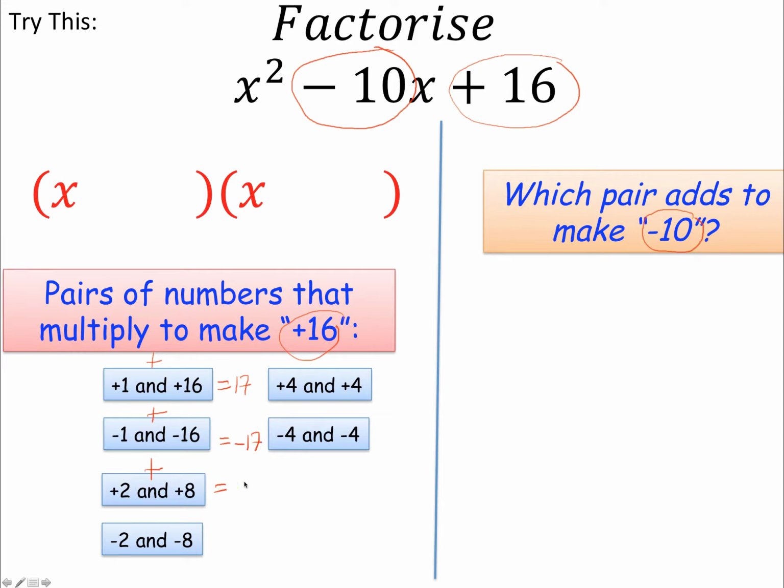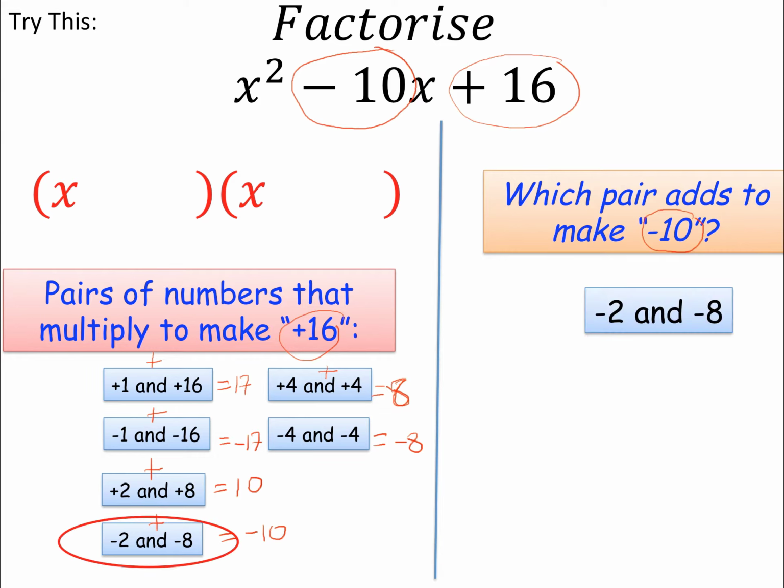Positive 2 plus positive 8, that will give us what? 10 here. Negative 2 plus minus 8, that will give us what? A minus 10. Positive 4 plus positive 4, that will give us a positive 8. And then that will give us a minus 8. Remember, as soon as you get the minus 10 that you wanted, you don't have to add everything else, right? Just stop at the terms that you wanted. So we realize that to get minus 10, we need what? Minus 2 and minus 8, right? That's what we wanted here.